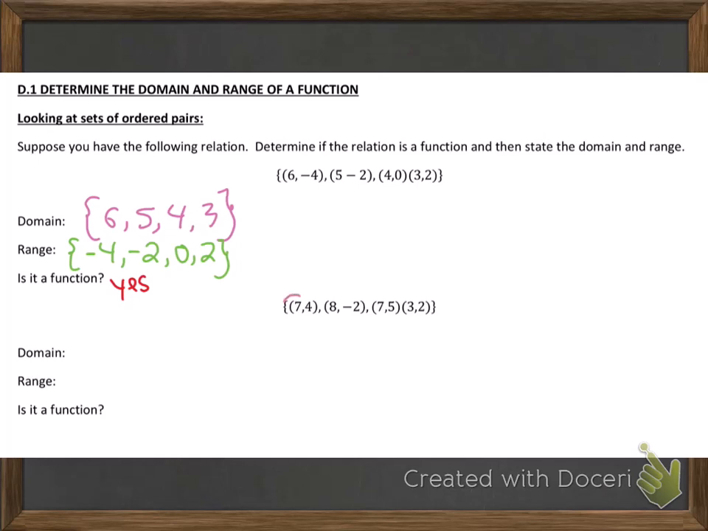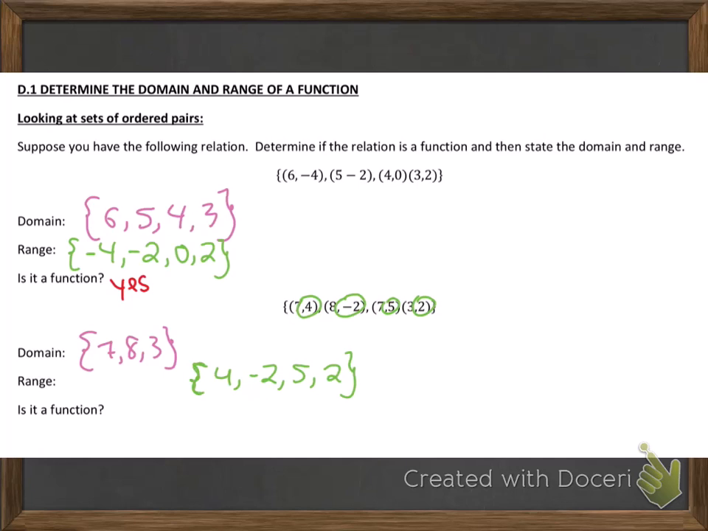Again, the domain is going to be the set of all x values. So we have 7, 8, 7, and 3. Since I see 7 twice, do I need to write it twice? Absolutely not. I'm only going to write the 7 once. So that is my domain. Then let's look at my range, my set of y values: 4, -2, 5, and 2. So I'm going to write 4, -2, 5, and 2. Notice I'm using curly brackets to enclose my numbers.